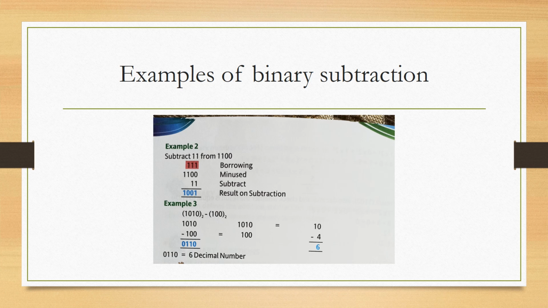So we cannot subtract 1 from 0. So we take the number from the left side and make it 10. 10 minus 1 is 1, and the last number remains 0 itself. So when we subtract 10 minus 4 in decimal, we get 6. The binary number 0110 is equivalent to 6 in decimal.